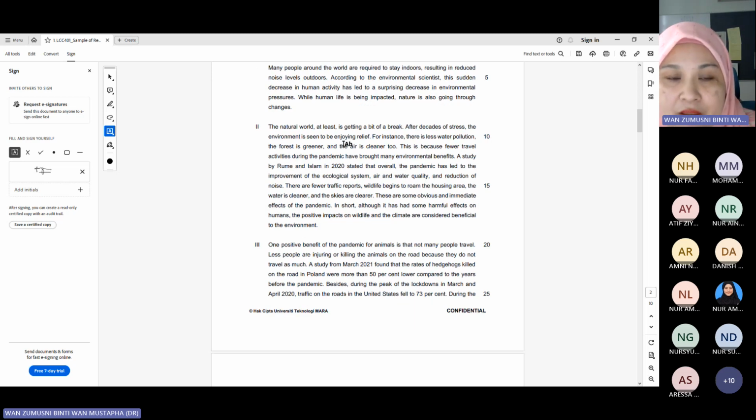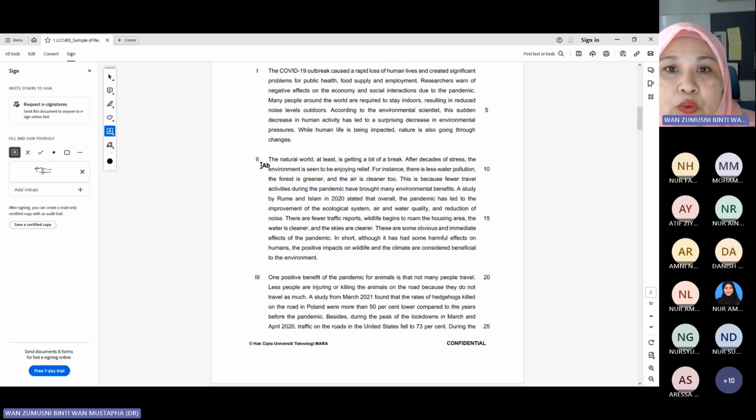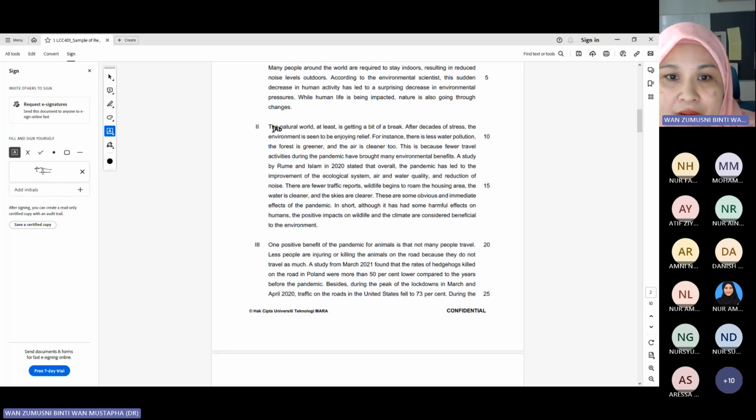Right. Second paragraph. The first sentence is the topic sentence. The last 2 sentences in this introductory paragraph, that is the thesis statement. A thesis statement tells you what the whole essay or the whole article is all about. And in the body paragraph, the first sentence here, that is the topic sentence. It tells you what the whole paragraph is all about.